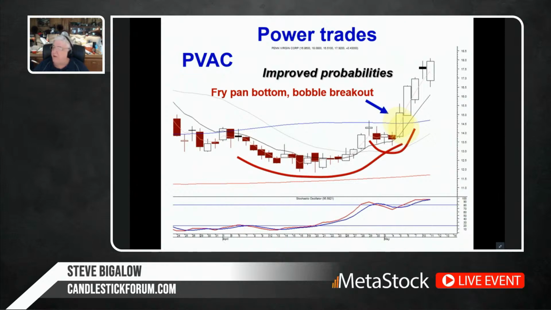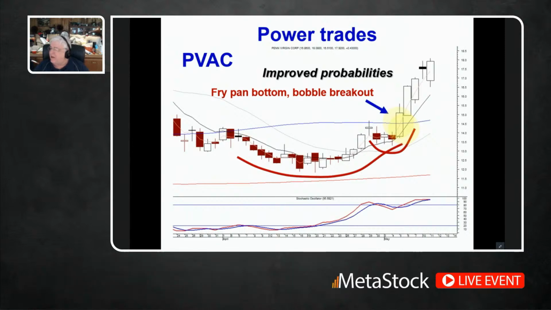Because everybody and their brother was waiting to see what it was going to do at the 50. And it did a doji. What did that tell us? There was indecision. If we were long, what did we do the next day? We closed it out because of the doji rule.